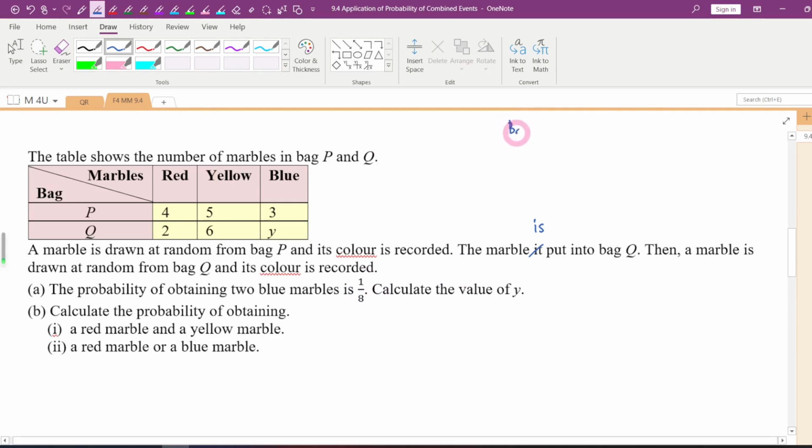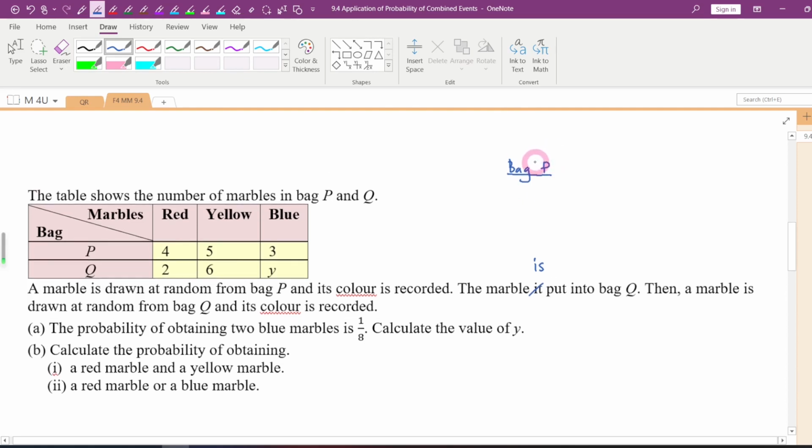Let me draw a diagram to help you understand the situation better. So I have bag P, which contains red, yellow, and blue. Oh, sorry, this is yellow. And blue. Okay, so we have another bag Q. Same thing: we have red, yellow, and blue. Here also the same thing.